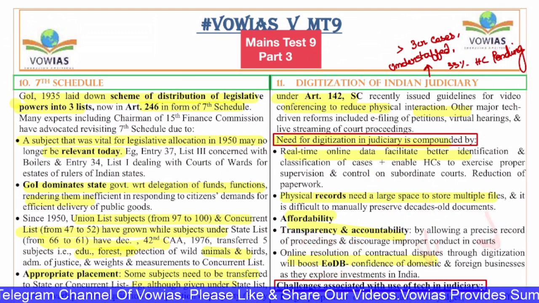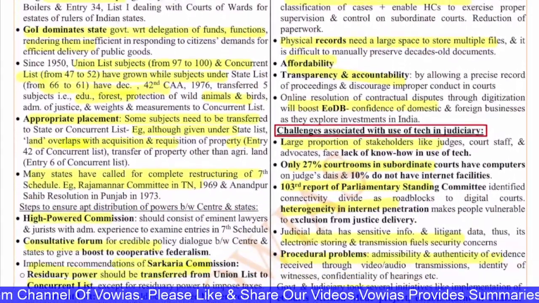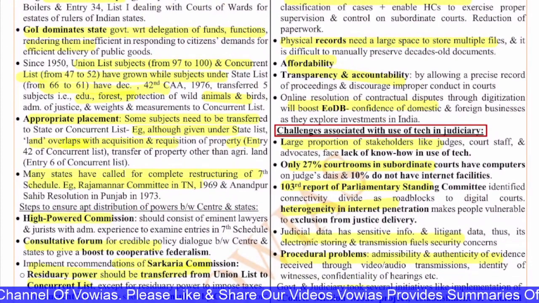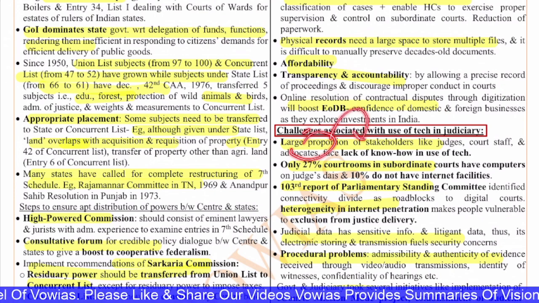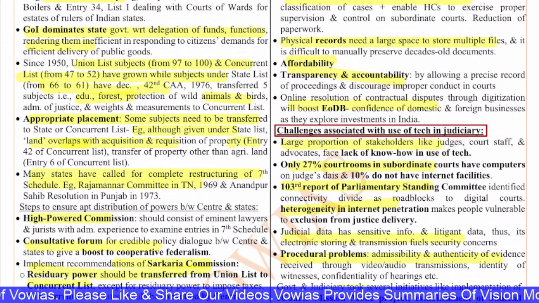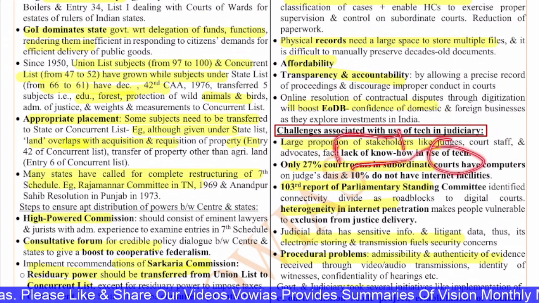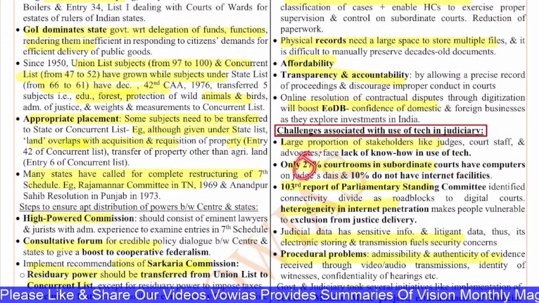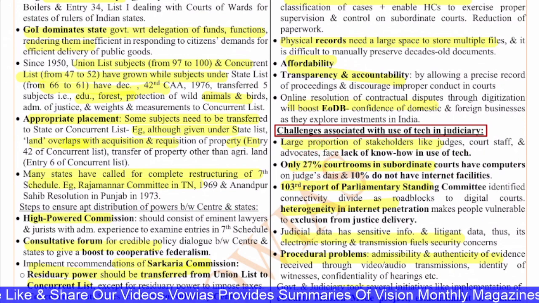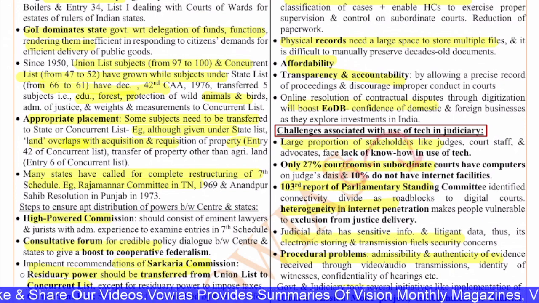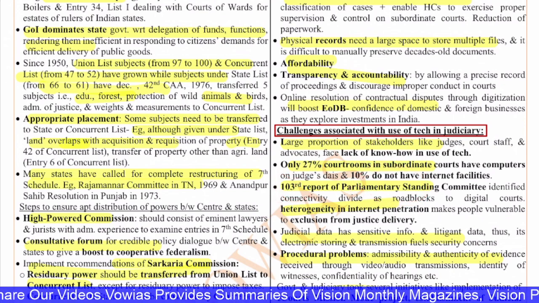Now, what are the challenges with regard to technology in the judiciary? The first is that a large proportion of the stakeholders, like the judges, court staff and advocates, face a lack of know-how with regard to the use of technology. They are not much aware of the technology. The second is that only 27% of the courtrooms in subordinate courts have computers on the judges' dais, and 10% do not have internet facilities. The 103rd report of the Parliamentary Standing Committee identified the connectivity divide as a roadblock to digital courts. The heterogeneity in internet penetration makes people vulnerable to exclusion from justice delivery.